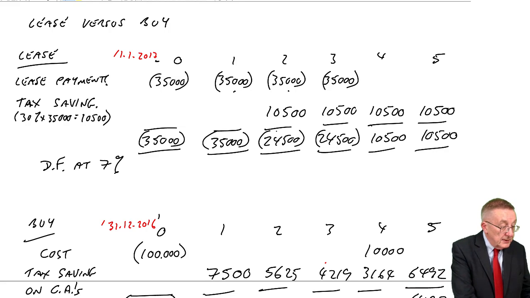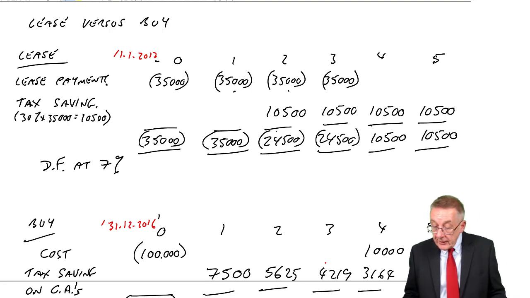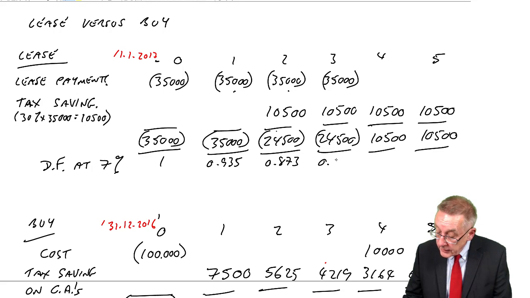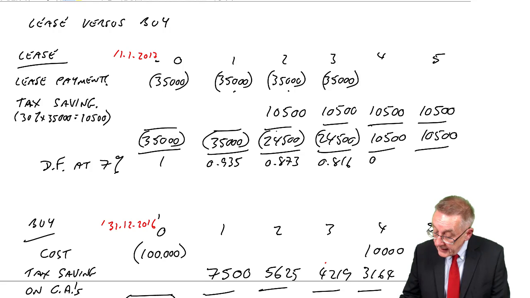Where are my discount tables? Here they are, present value tables. The discount factor is 7%. For 1 year, 0.935, 2 years, 0.873, 0.816, 0.763, 0.713.